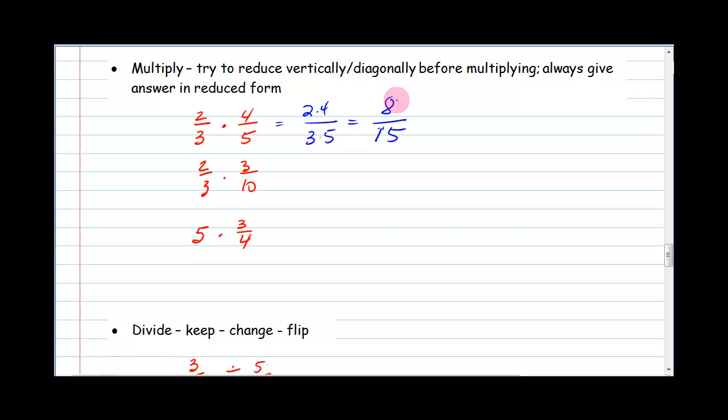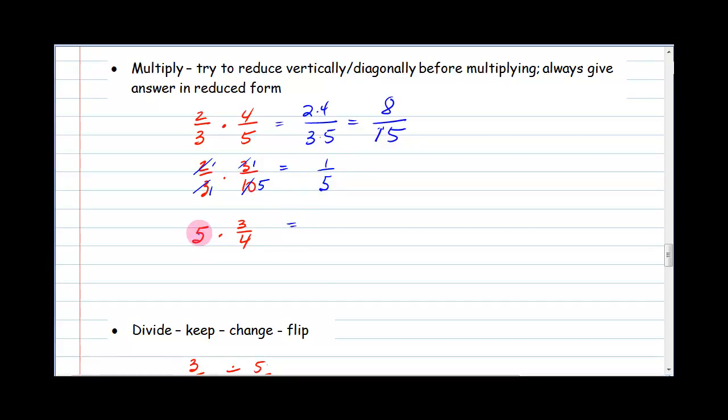So I'm done right there. I could not have canceled or reduced diagonally or vertically. But let's try that in this one. Let's say this time I'm going to multiply 2/3 times 3/10. Well, before I ever multiply, I know that 3 will go into 3, so I can reduce those. I know that this 2 will go into 10 5 times. Now when I multiply straight across, I'm left with 1/5. I could have multiplied straight across and gotten 6 over 30 and then reduced it, but this was easier.